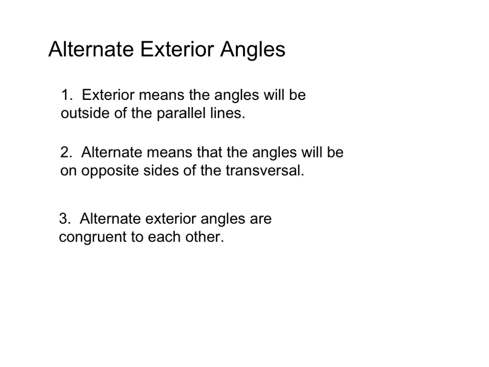Alternate, again, will mean that the alternate exterior angles will be on opposite sides of the transversal from each other. And again, alternate exterior angles will be congruent to each other, so these pairs will be congruent and have the same measure.